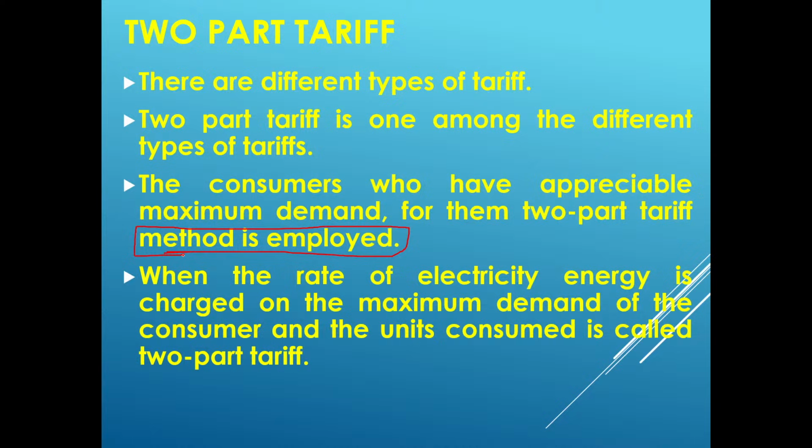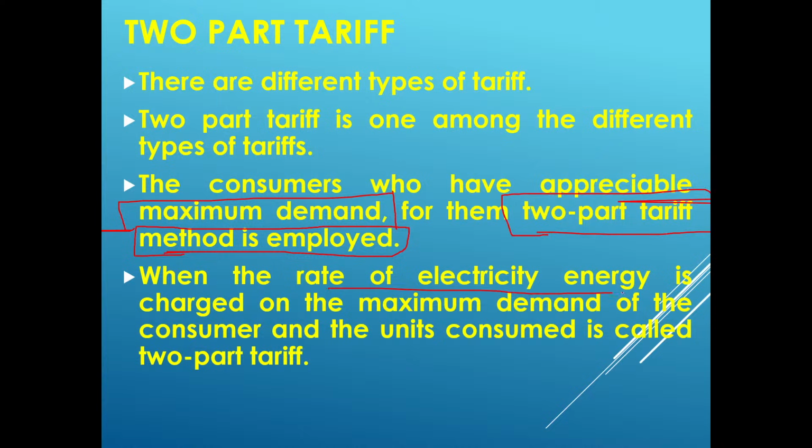Some of the electrical appliances may operate for 24 hours, so they pay much more than what we pay for the electrical energy consumed. These are the consumers who have appreciably maximum demand. Even in railway stations you see there will not be power cut. So maximum demand is required in railway stations and in industries. For such people, two-part tariff is employed.